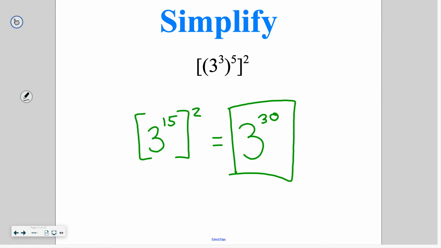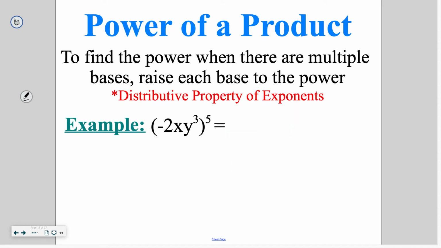Raising 3 to the 5th, we get 15, and then to the second, we end up with 3 to the 30th power. Our next rule is going to be the power of a product, and this is to find the power where there are multiple bases. So there's multiple pieces inside this parenthesis. Raise each base to the power. You can think of this as the distributive property of exponents.